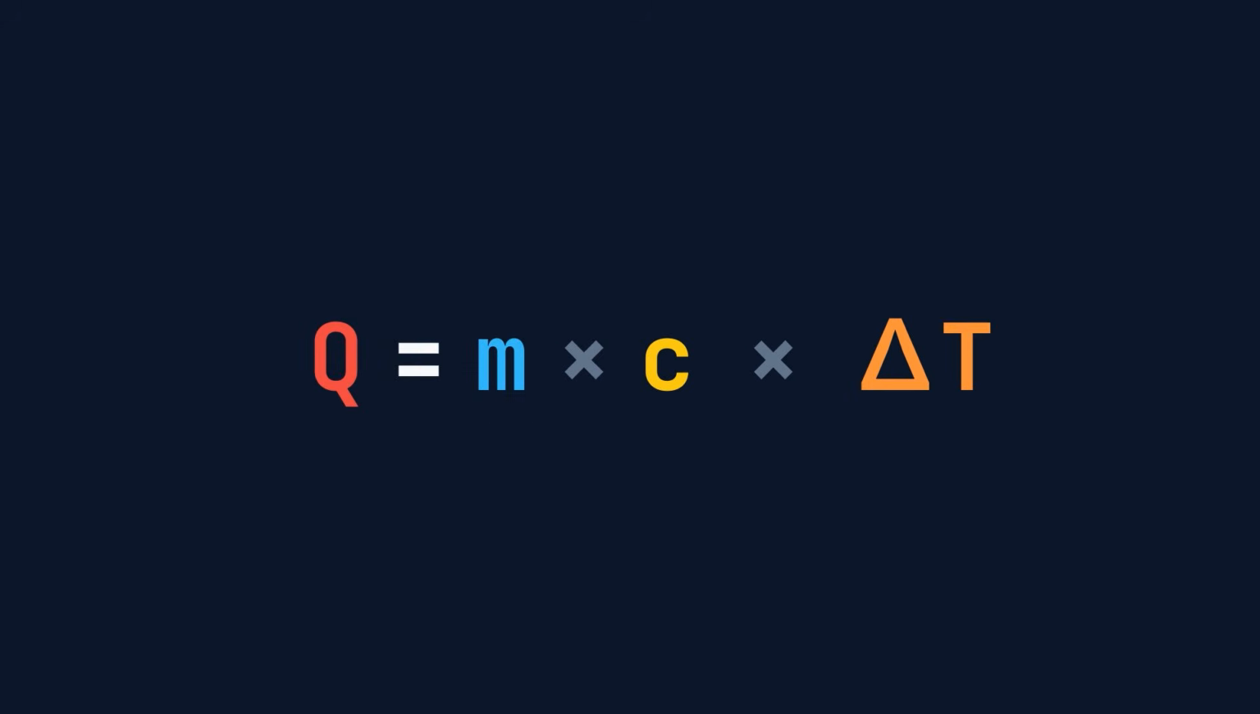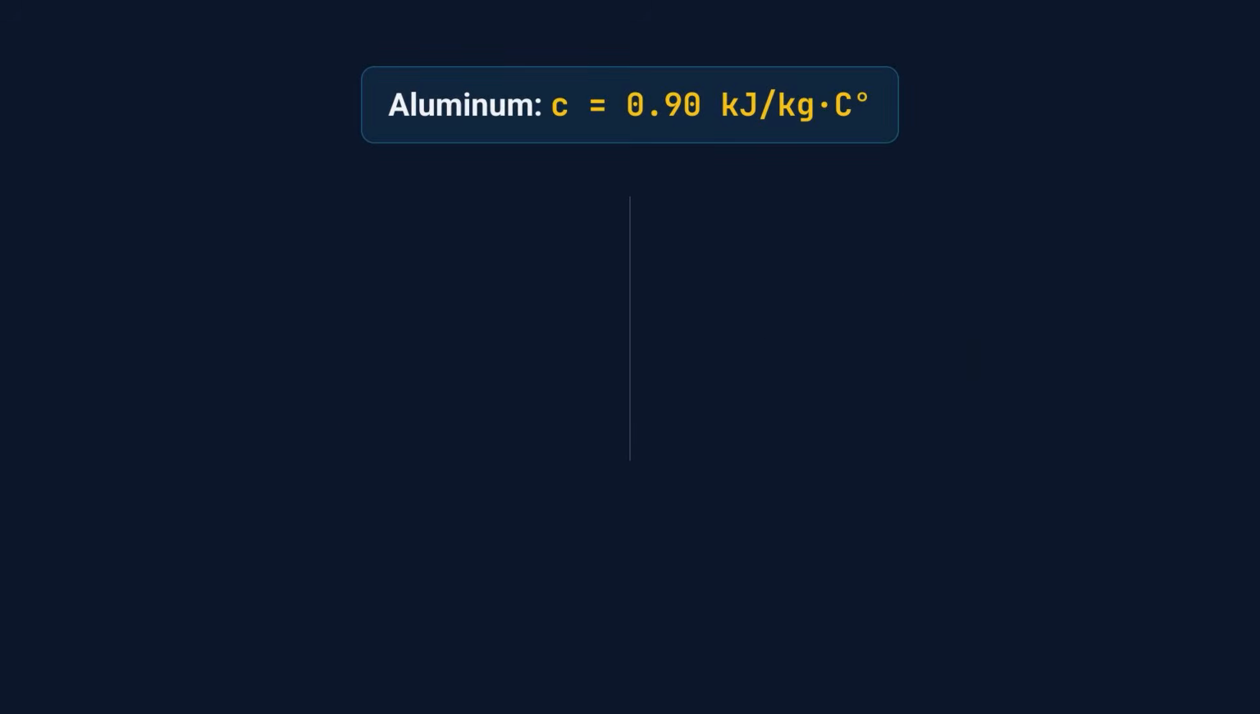Here's the equation for specific heat capacity. It says that Q, which is the change in heat energy, equals mass times specific heat capacity times the change in temperature of the material. So, for example, aluminum has a specific heat capacity of 0.90 kilojoules per kilogram Celsius degree.